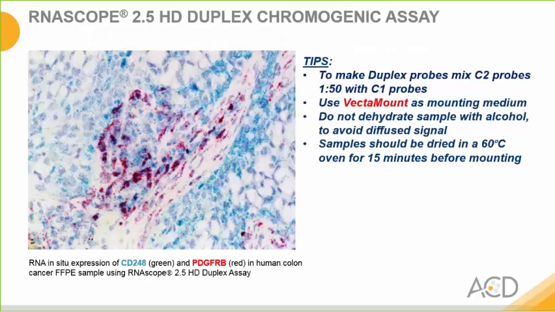Okay, so the tip for the duplex assay is very similar. Again, the probe for C2 is provided at a 50x, so diluted with the C1 probe. Here, the recommended mounting media is vector mount. Again, the red signal is very sensitive to alcohol, so do not dehydrate with alcohol, and then dry the slides before mounting.